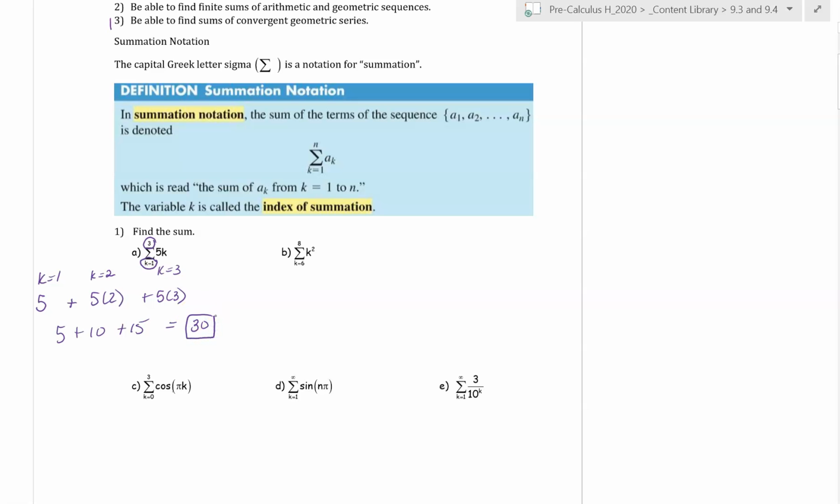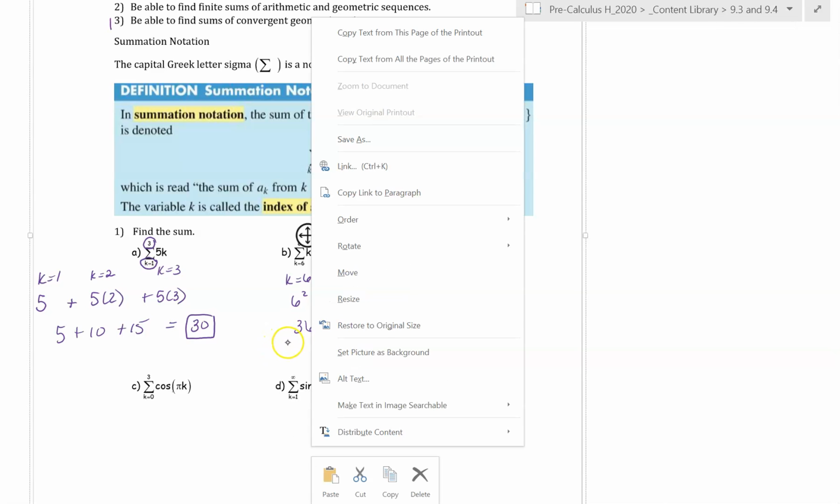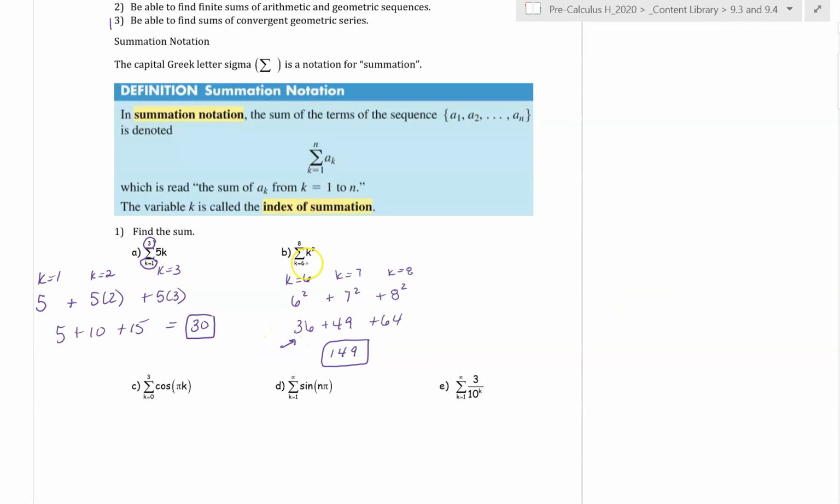Go ahead and pause the video and try part B. I did. Did you let k equal 6? Because our index of summation this time started at 6, and then we add 1, and 7. Again, we're using integers. Then we add 1 and we get 8. So notice 6 squared plus 7 squared plus 8 squared is 149. Something very important to realize is that the index of summation started with k equals 6. It did not start with 1 this time. However, k equals 6 would yield the first term, k equals 7 gives you the second term, and k equals 8 gives you the third term.